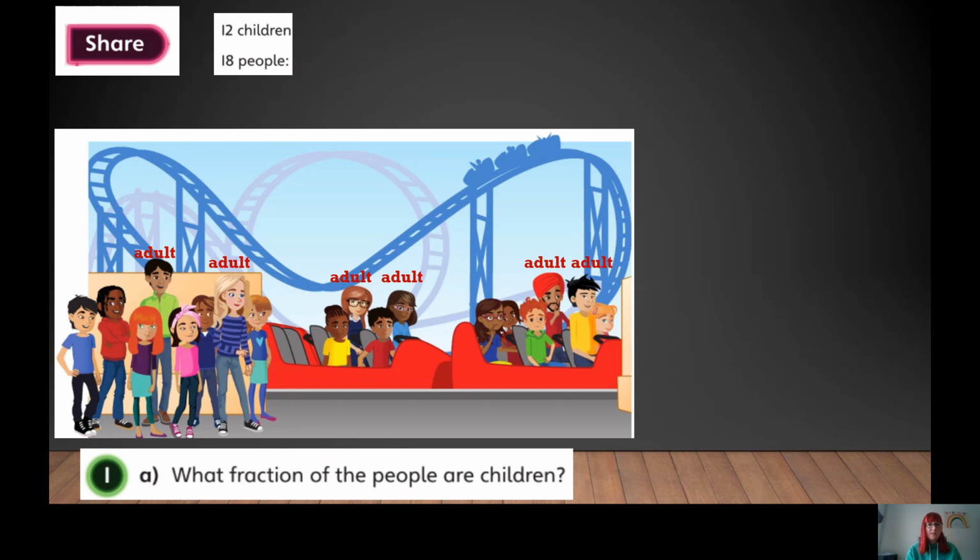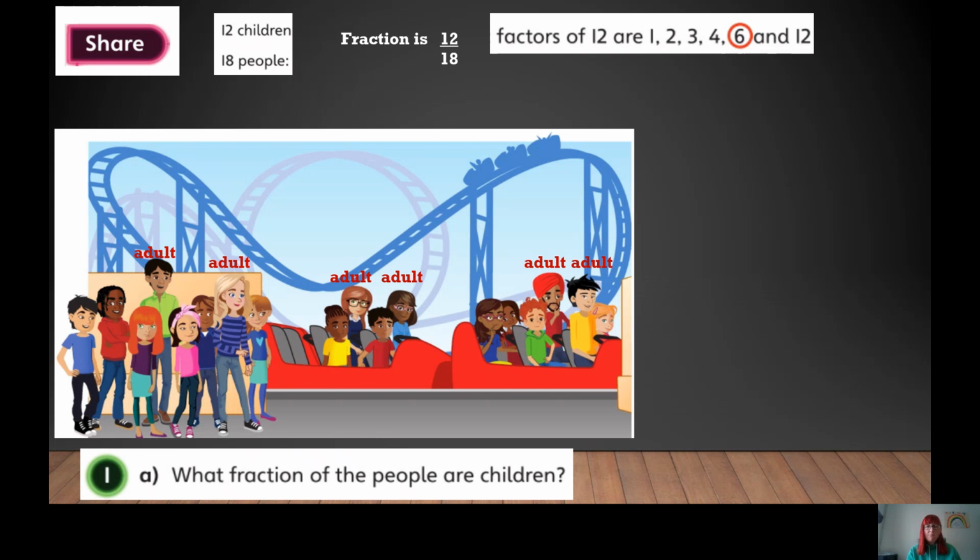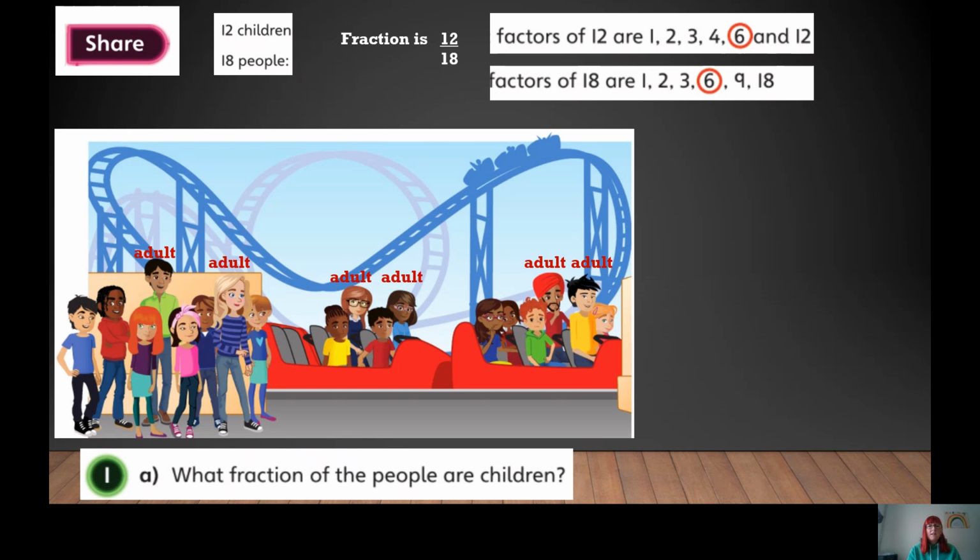So what's that as a fraction? 12 children out of 18 people. So of course, the fraction will be 12/18. It talks about simplifying, so we need to identify the factors of 12. I know that 1, 2, 3, 4, 6, and 12 are all divisible into 12, so therefore are factors. But to simplify, we need to find a common factor. I know that the factors of 18 are 1, 2, 3, 6, 9, and 18. And I'm going to go for 6. I'm going to talk about 2 and 3 as common factors very shortly.